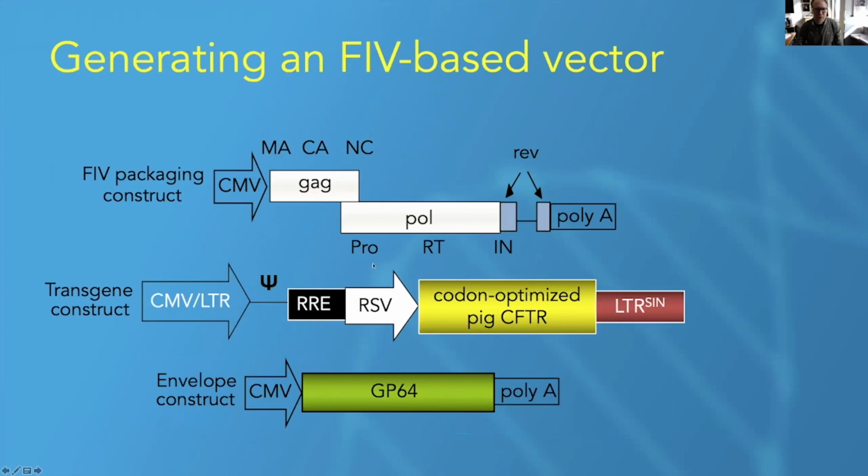For our lenti studies, we used an FIV-based vector, feline immunodeficiency virus. The transfer construct itself was pretty bare bones. It had a codon-optimized pig CFTR and a SYN LTR. It was driven by the RSV promoter. It didn't have any other real bells and whistles, and that was on purpose.